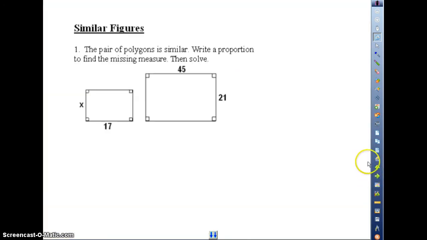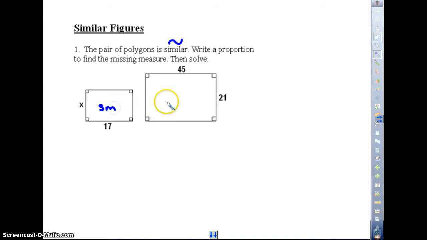So here we go. Number 1, similar figures. The pair of polygons is similar. Did you know that the symbol for similar is this right here? Yeah, that's a lot quicker to write than the word similar. Write a proportion to find the missing measure, then solve.